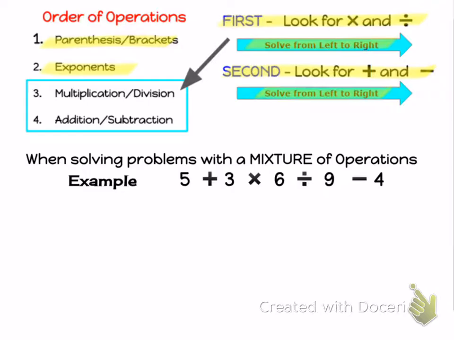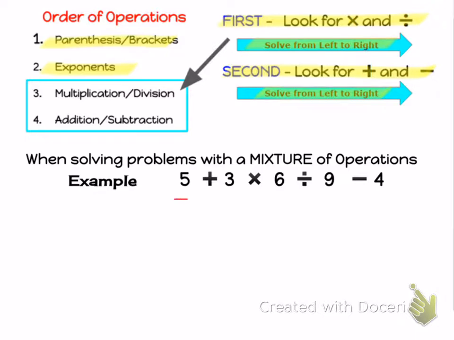If you follow the process like we've talked about, if you write the step and then rewrite the entire problem, which I'm requiring that you do, then you'll end up with the V at the end and one answer. So let's look at this example. When solving problems with a mixture of operations, you notice that there's no parentheses, you notice that there's no exponents. Then we look for multiplication and division, and you see that you have that.